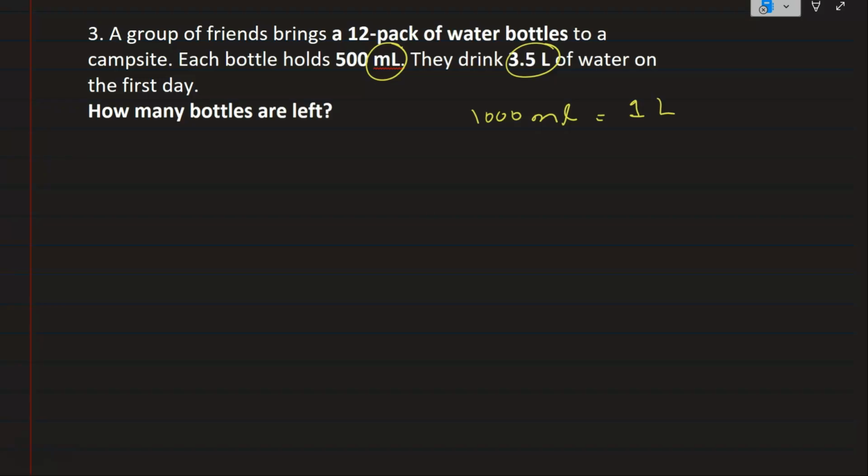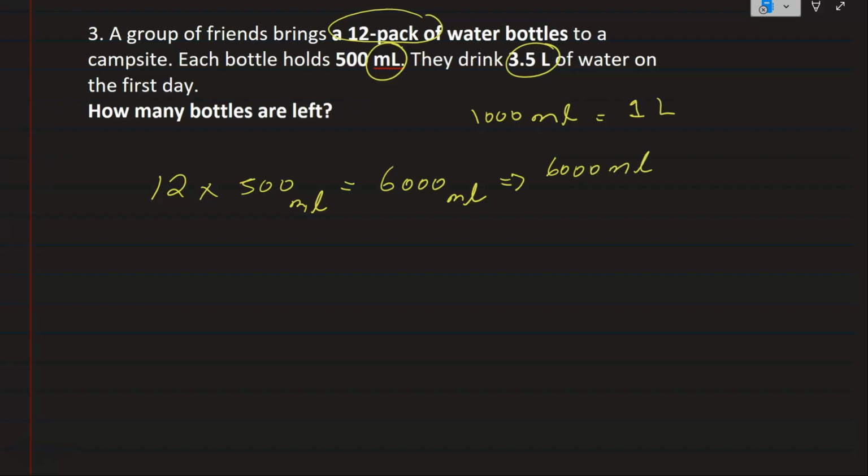1,000 milliliters is equal to 1 liter, and we have a 12 pack. Let's find out the total volume. So 12 times 500 milliliters, that is 6,000 milliliters. And right away, change that to liters. You divide that by 1,000 milliliters. That will change the unit to liters, which is going to be 6 liters. Okay, that's what you will have.